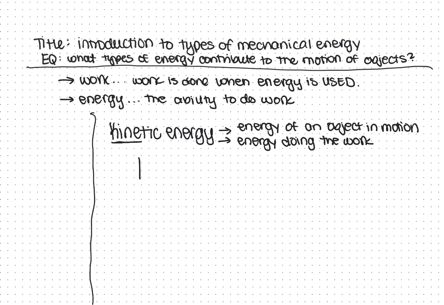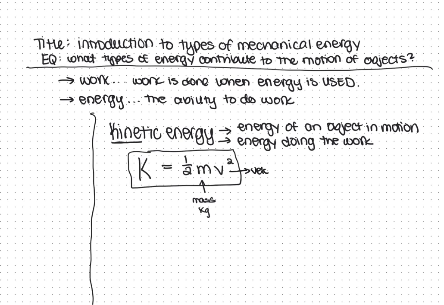So kinetic energy, K, and on your formula sheets it does say K, not KE. You'll see KE in older textbooks, but in AP none of the variables have more than one letter. There's like a letter and a subscript. So this is just K, is equal to 1/2 the mass of the object times its velocity squared. Mass, as always, in kilograms. Velocity in meters per second.